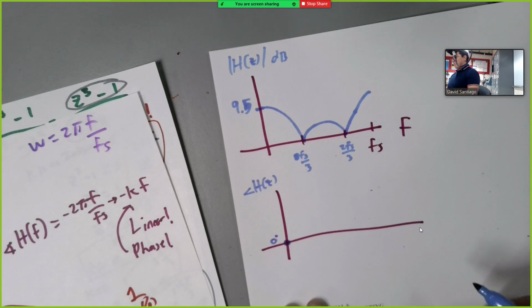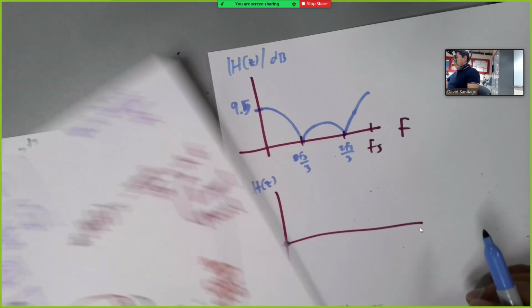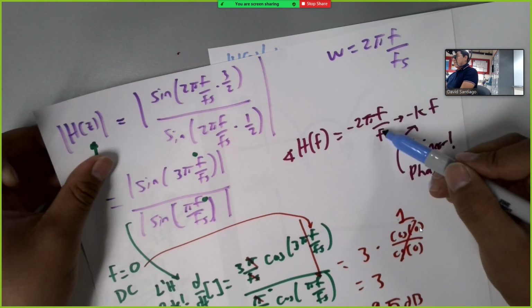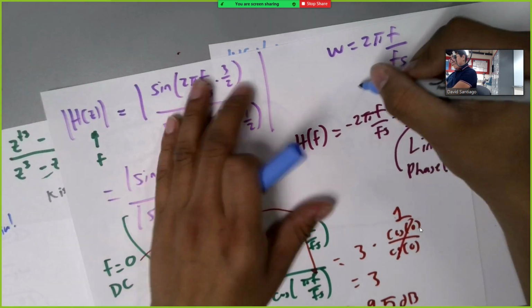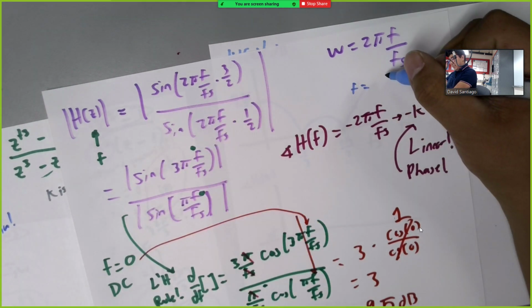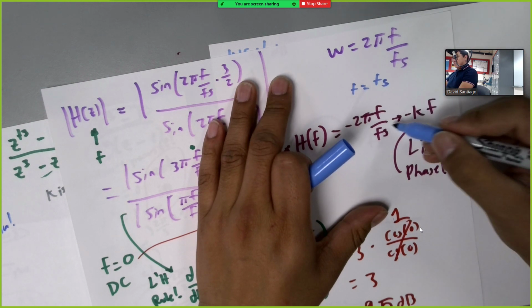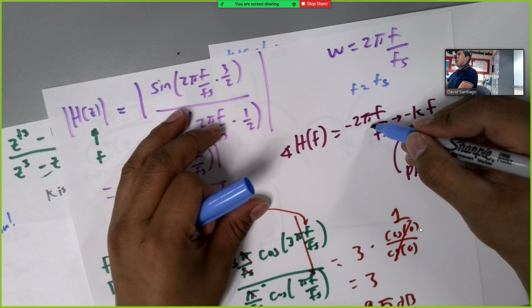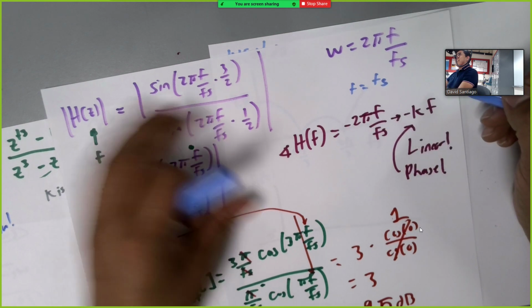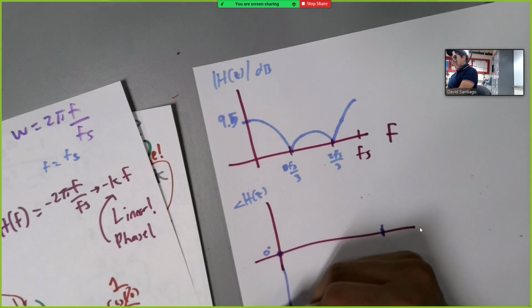But what I'm gonna try and tell everyone is, see, this is minus 2 pi f over f of s, right? So if f is equal to f of s, that means we cancel this right here, right? We're gonna be at minus 2 pi. But minus 2 pi is also 180, right? So that means if we're here, we somehow are going to be at minus 180, okay?